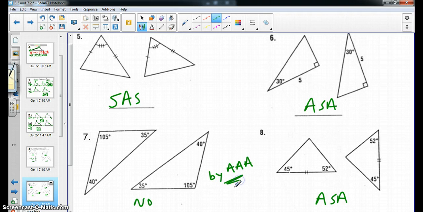Just think about if we go to quadrilaterals, a square and a rectangle, those all have 4 angles that are 90 degrees, but they are not congruent. The sides would not be congruent. It's the same sort of relationship with triangles.